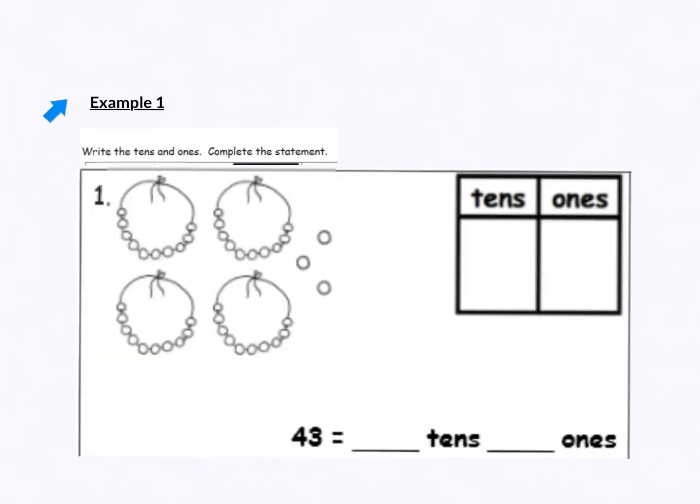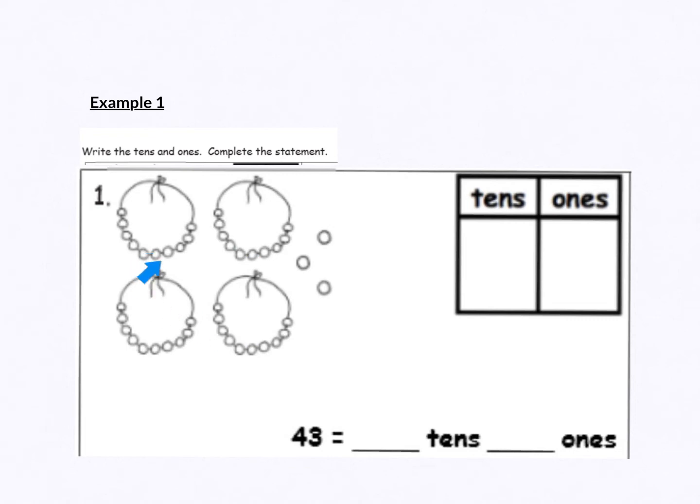So starting off with example 1, we always want to begin by reading the directions. Our directions state to write the tens and ones and complete this statement. So let's look at what we have given to us. We have a place value chart labeled with ones and tens. We have necklaces and some beads, and then right here is our statement. So let's look at our necklaces and beads.